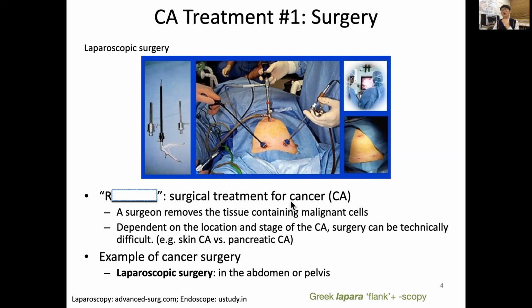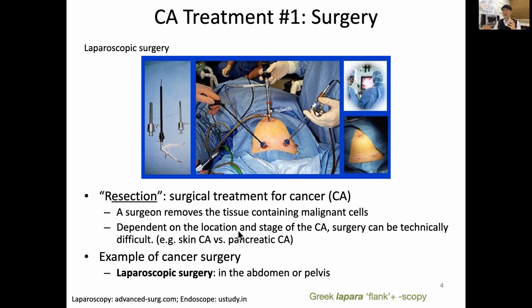So surgical treatment of cancer is just to cut the tumor out by surgical method. This is called a resection or tumor resection. The surgeon removes the tissue containing malignant cells or malignant tumor. This surgery depends quite a lot on the location and the stage of the cancer.